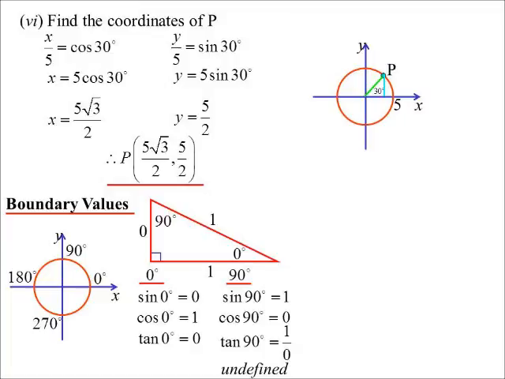90 degrees, we get 1, 0. Oh, look at tan 90. 1 over 0. We have an issue. And if you think back to the graph again, that's where we had our vertical asymptote. Doesn't exist, tan 90, so it's undefined.